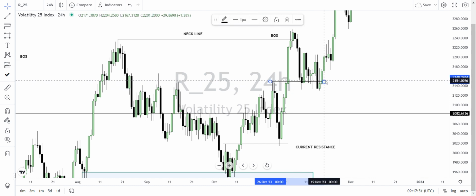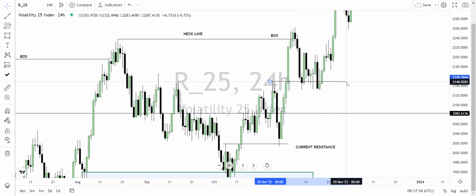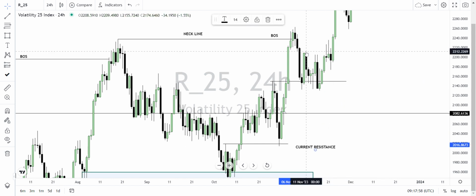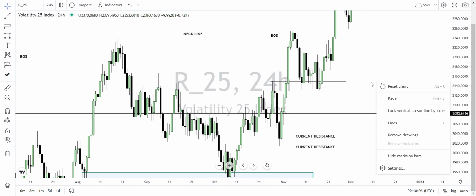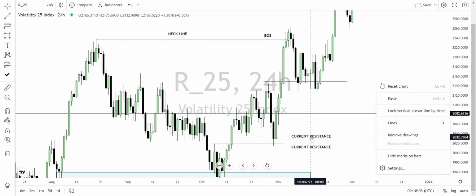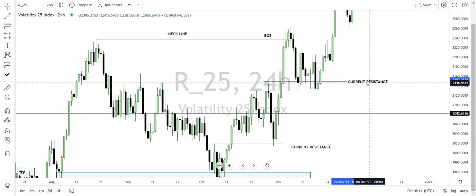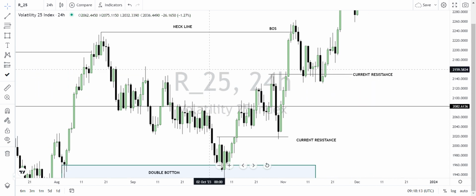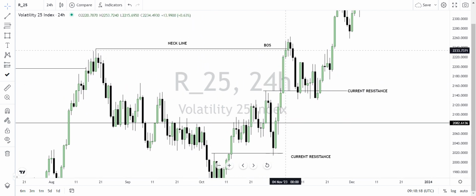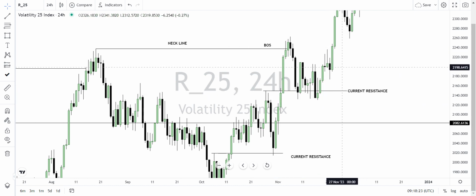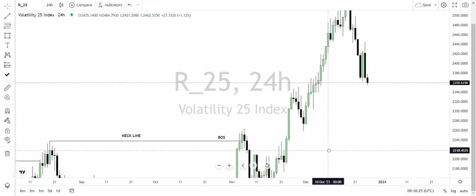Oh, look at this. All right, so let me clone this. So this is our current resistance. Now check, the market came, like I told you, the market doesn't move in a straight line. So what it does, the market came and retested our current resistance, which now turned our support. Now it moved up, up, up.